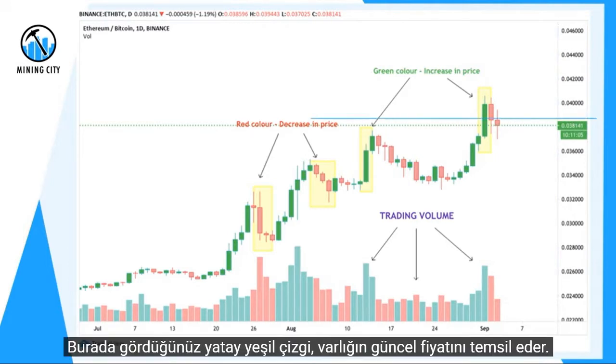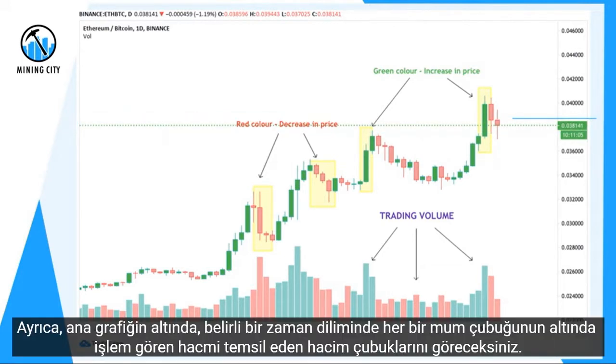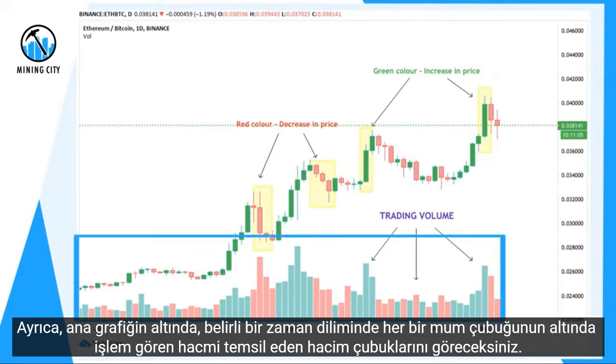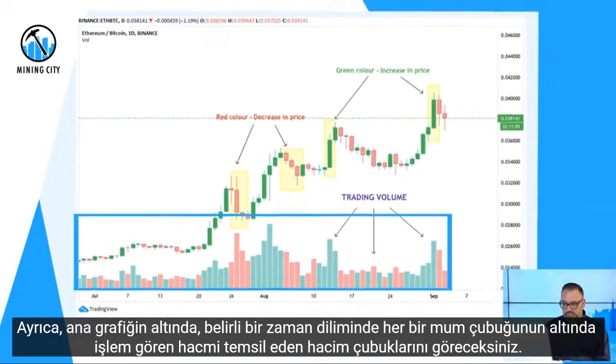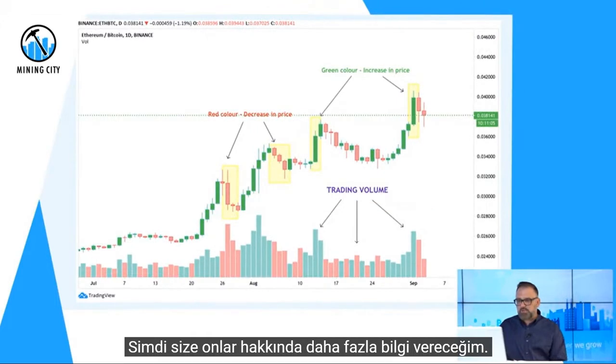This horizontal green line here represents the current price of the asset. Also, underneath the main chart, you will see volume bars. They represent the volume traded under each candlestick in a set time period. Now I will tell you more about those.